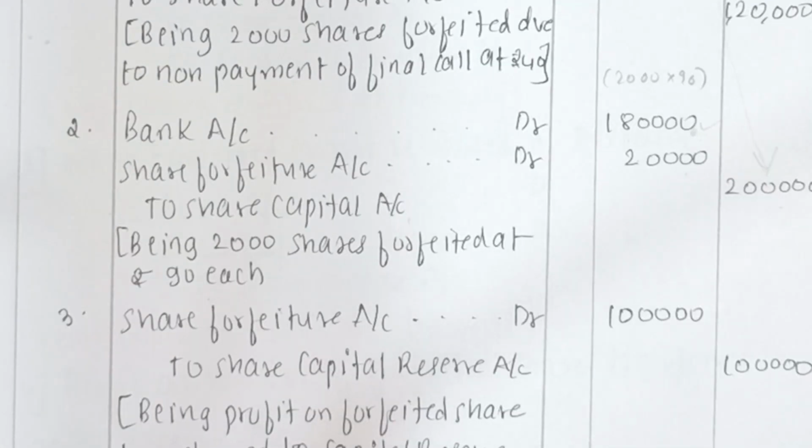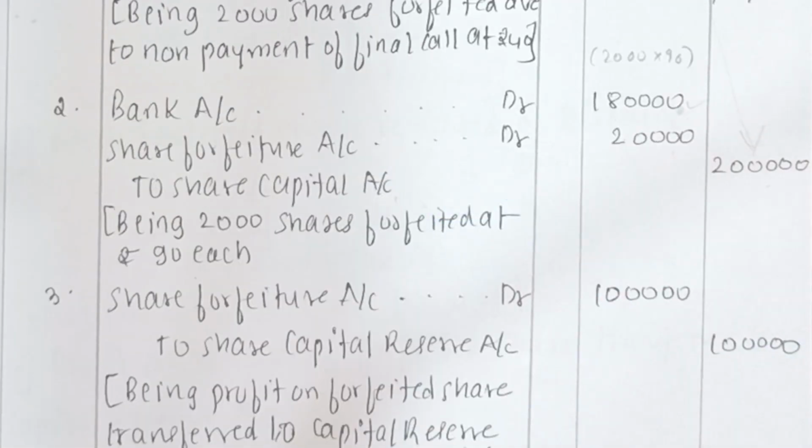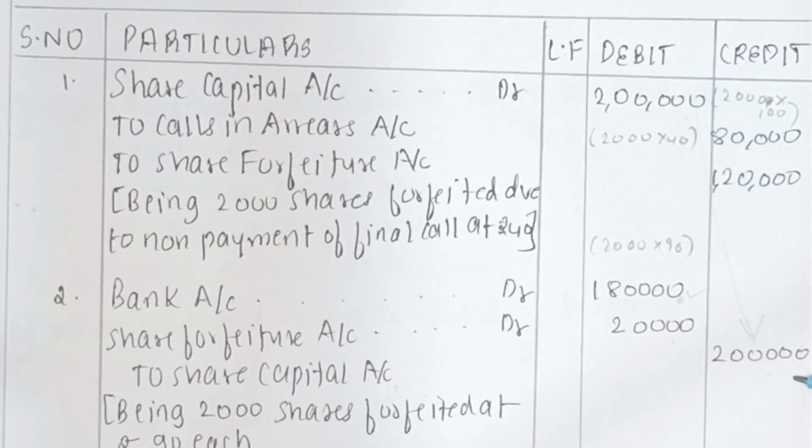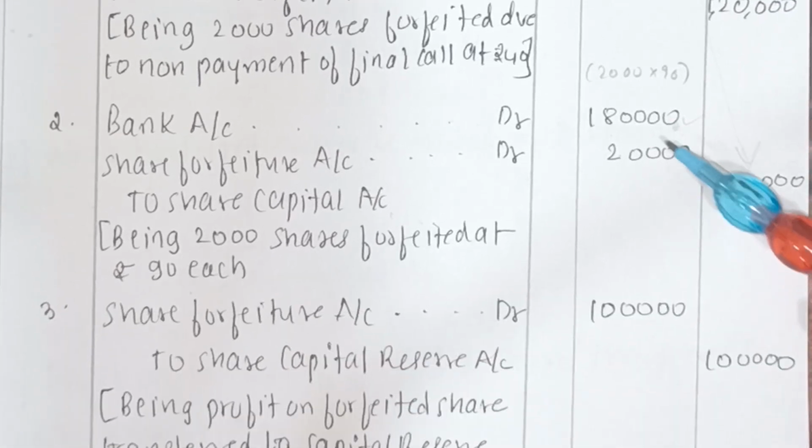Alright. After you do so, you can see that we have share capital here. So this same amount, 2 lakhs, you can just take it here. 2 lakhs and 2 lakhs. So how did I get this 20,000? 2 lakhs minus 1,80,000. The difference is 20,000. So the narration is: 2,000 shares reissued at rupees 90 each. So this is how you have to solve the sum.